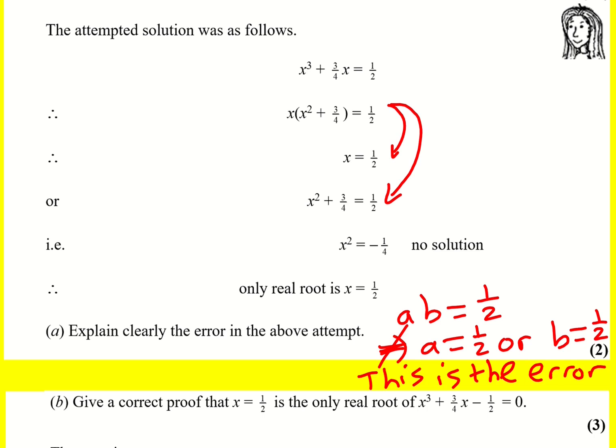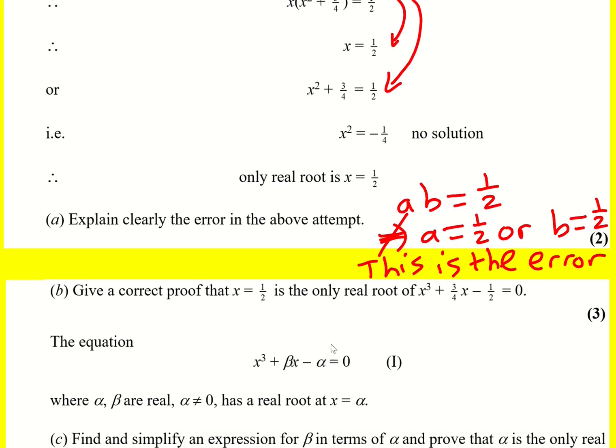It does work if it's equal to 0. If AB is equal to 0, then either this is 0 or this is 0, or both, in theory. But not for other numbers. For example, A could be 2 and B could be a quarter. There's just lots of other possibilities. Whereas for 0, you have to have something as 0 if you're multiplying two numbers to get 0.